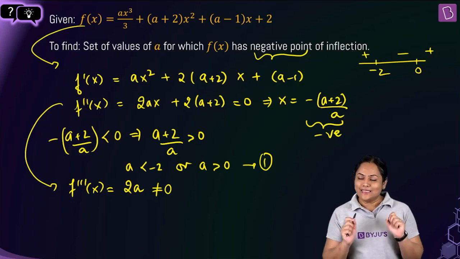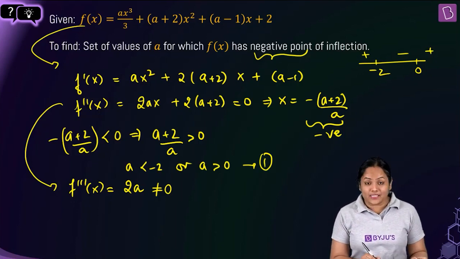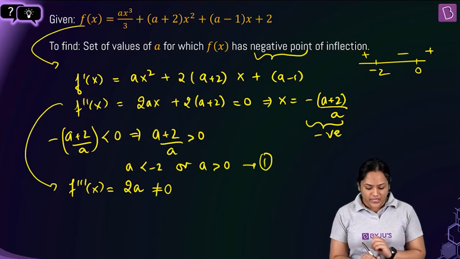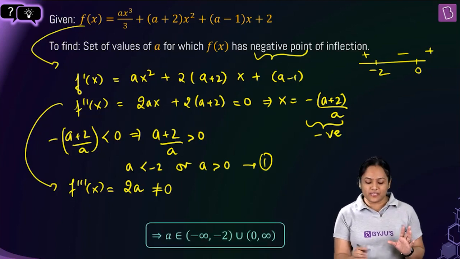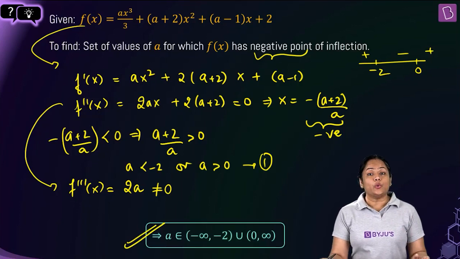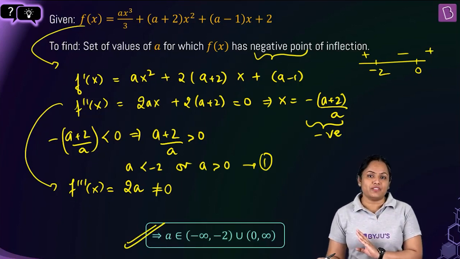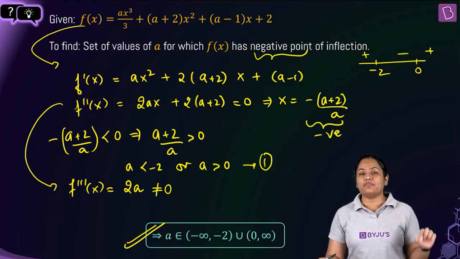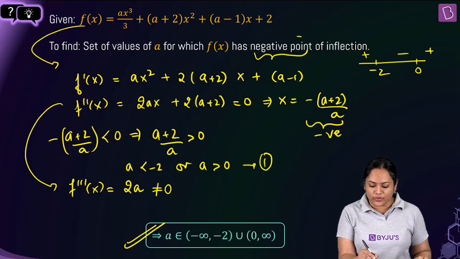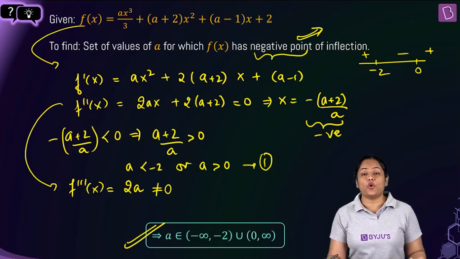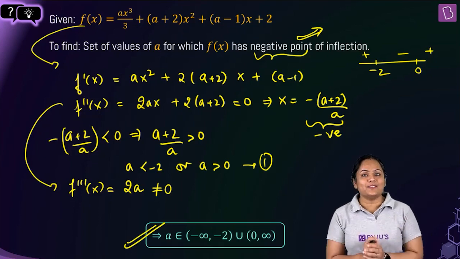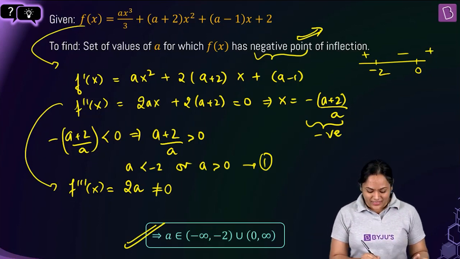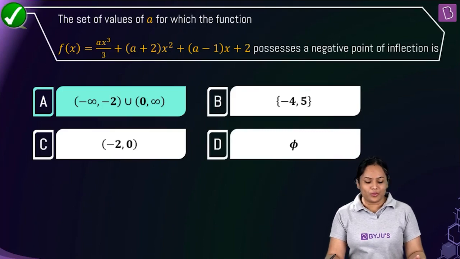Understood? Perfect. So the final answer, if I write in interval form, is going to become (−∞, −2) ∪ (0, ∞). These are the set of values of a for which we are going to get a negative point of inflection. Understood, guys? Perfect. And therefore, the correct option will become A.